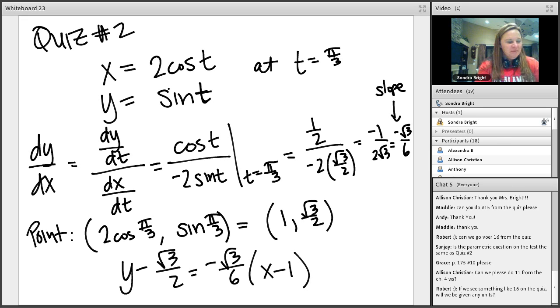Okay, I'm not going to yawn. Nope. Fighting it. Page 175, number 10.